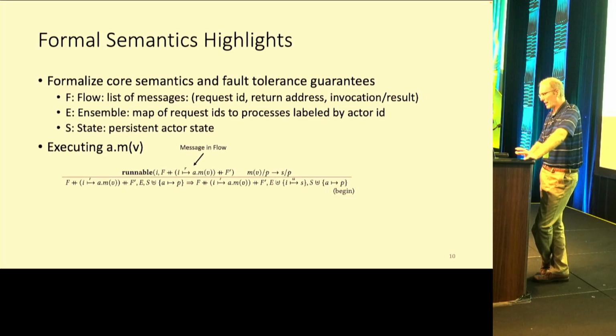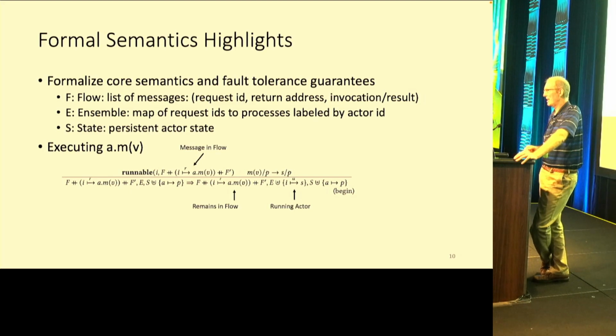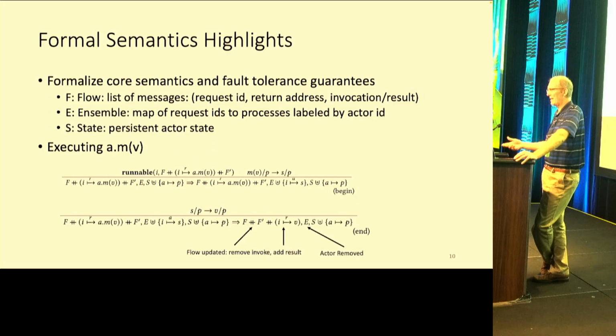So the execution of this method can begin, and when that happens, a running actor is added to the program state. But importantly, the message remains in the flow. All right, so we're executing the method, but we did not take the message out of the flow. The message doesn't come out of the flow until the actor execution ends. And there, we simultaneously take out the invocation message and put in the result message into the ordered list of messages, and the actor state is removed.